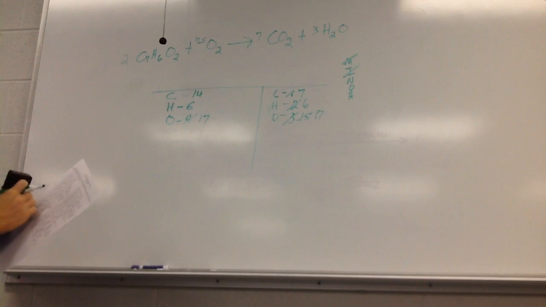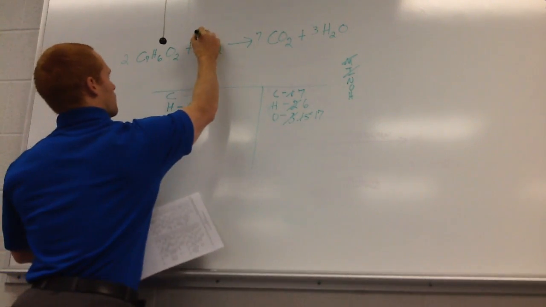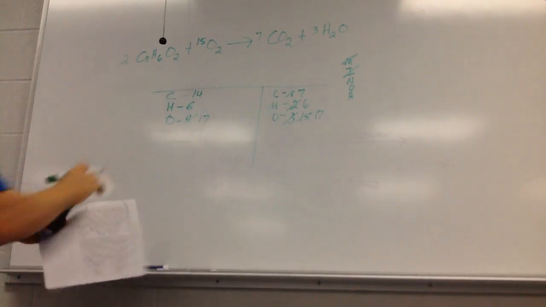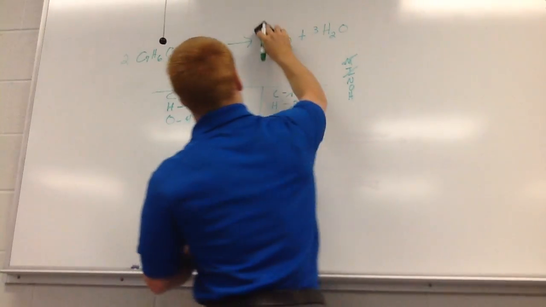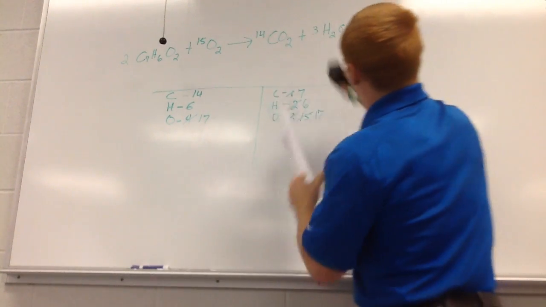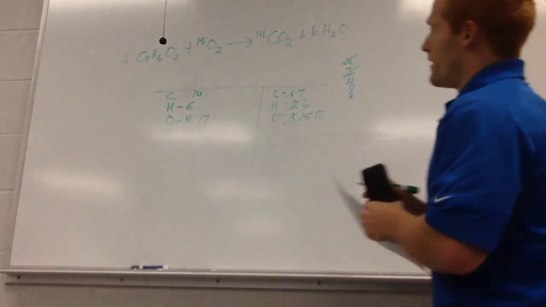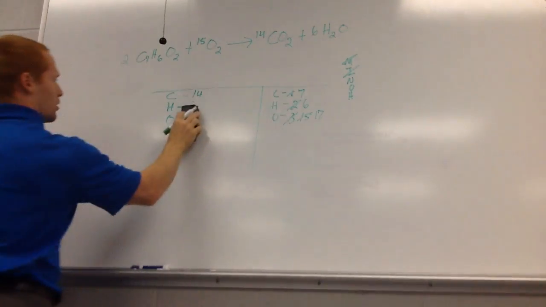And then I'm going to turn this into a 15. Sorry, I'll double them first, and then we'll see how they match up. The 7 will turn into a 14, and the 3 will turn into a 6. Okay. Now we're going to add up all our numbers and see what we get.